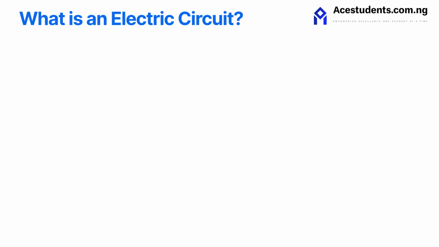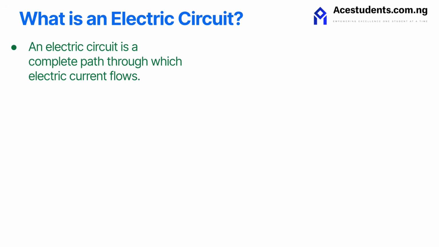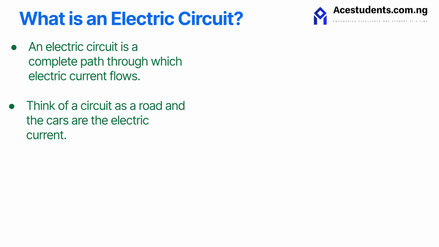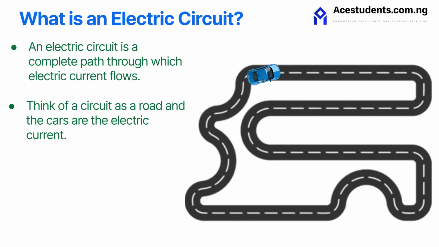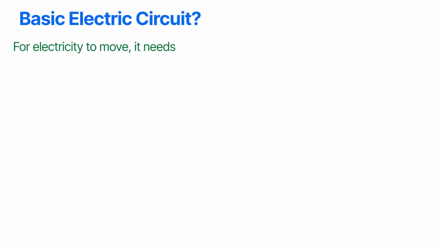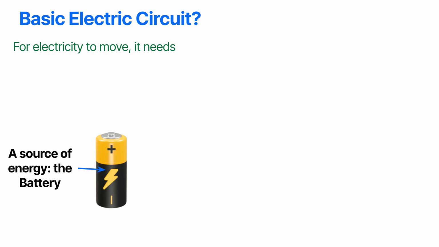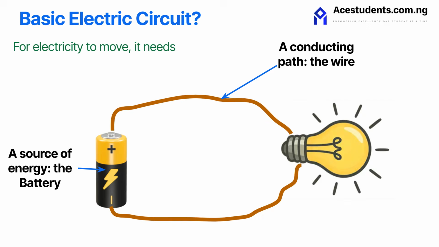What is an electric circuit? Simply put, it is a complete path through which electric current flows. Think of it like a road for cars, where the cars represent the electric current moving along the path. A basic electric circuit requires two main components: a source of energy, such as a battery, and a conducting path, typically a wire, to allow the electricity to flow.